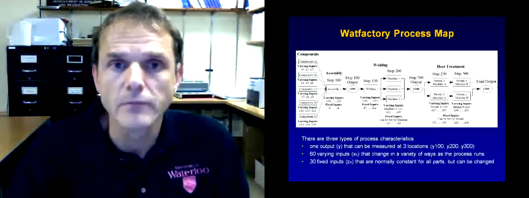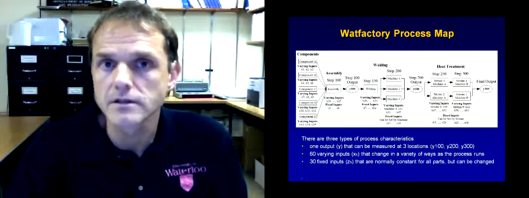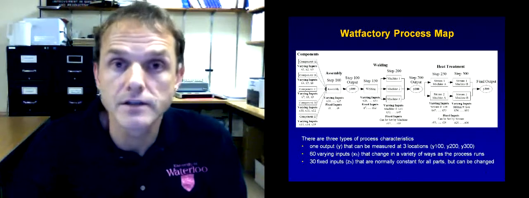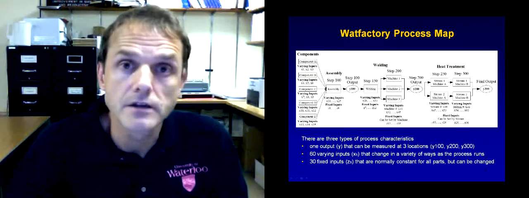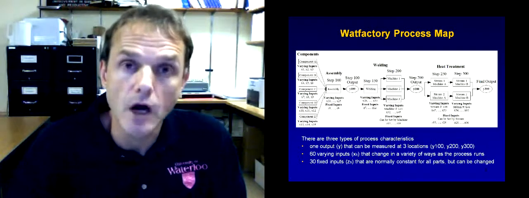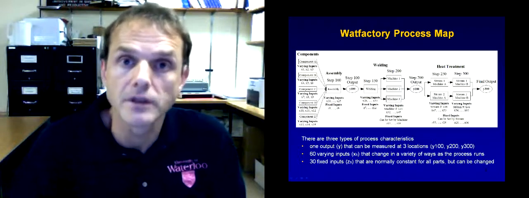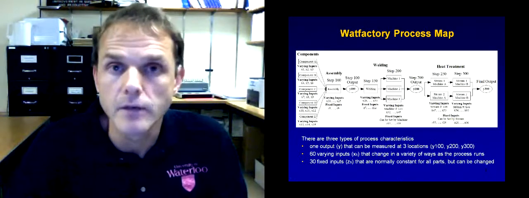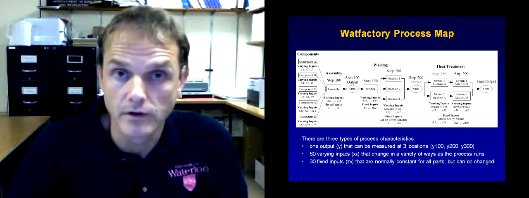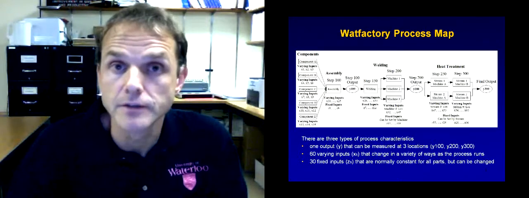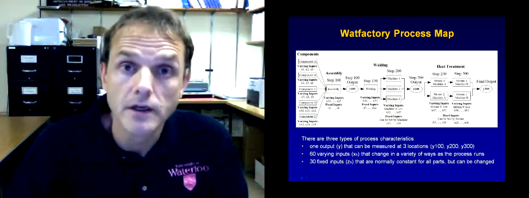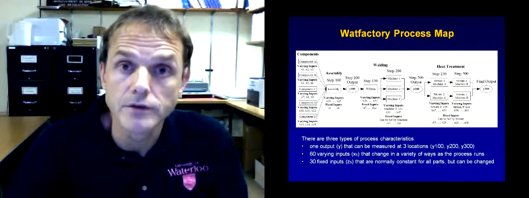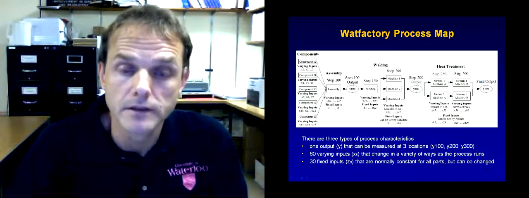Here's what the process map for watfactory looks like. At first glance, it's relatively complicated, but if you think about the process, you see that there are three major processing steps. In the first part of the process, the camshafts are assembled. So imagine the rod, the journals, and the lobes all being put together. The second processing step then is a welding step, and then finally this is followed by a heat treatment step. Note that the final output, Y300, is measured after the heat treatment stage, just before you send it to your customer. The same output characteristic can also be measured after the welding stage and after the assembly stage, and those are denoted as Y200 and Y100 respectively.